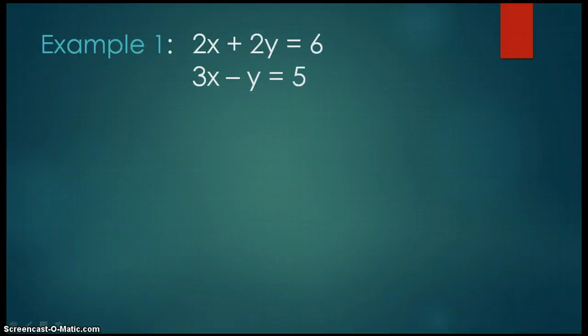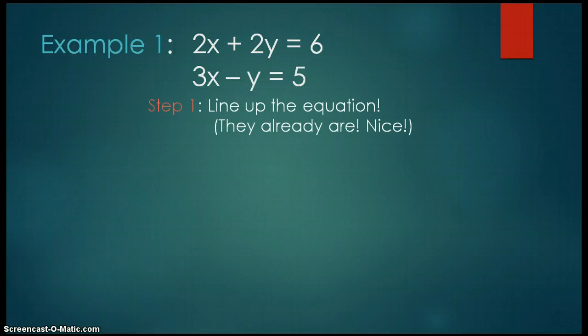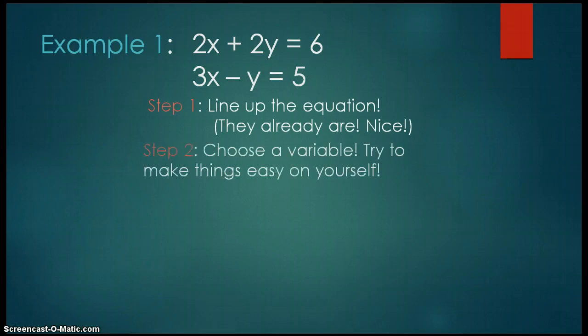So let's look at this example again. We have 2x plus 2y equals 6 and 3x minus y equals 5. Our first step is, of course, to line up our equations. This is already done for us, so we don't have to do that. Our second step, choose a variable to eliminate.